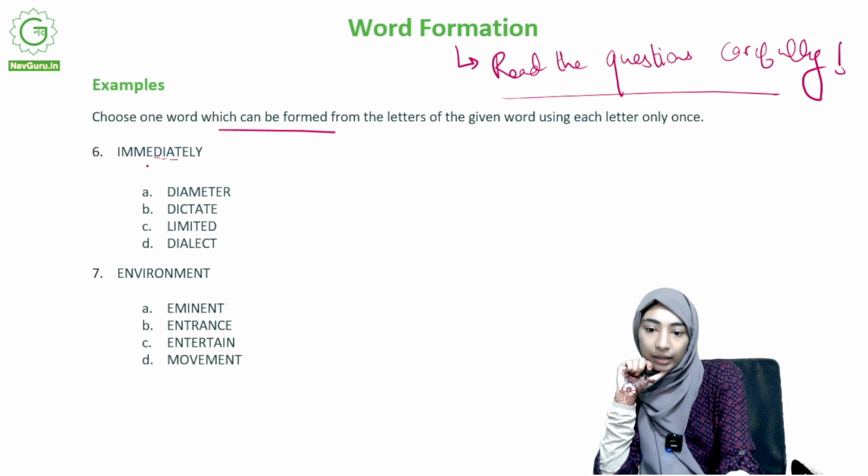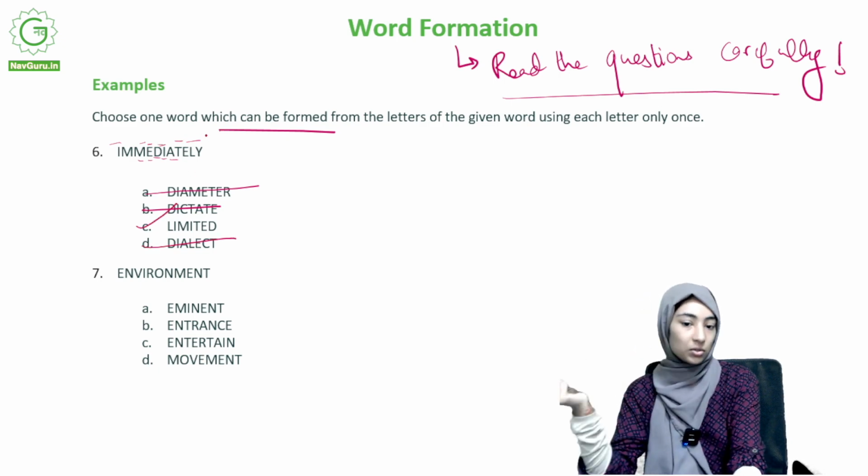Diameter: you have D-I-A-M-E, you do not have an R, so not this. Dictate: you don't have a C, so not this. Limited: L-I-M-I-T-E-D, this works. Dialect doesn't work because you don't have a C here, so limited is the answer.